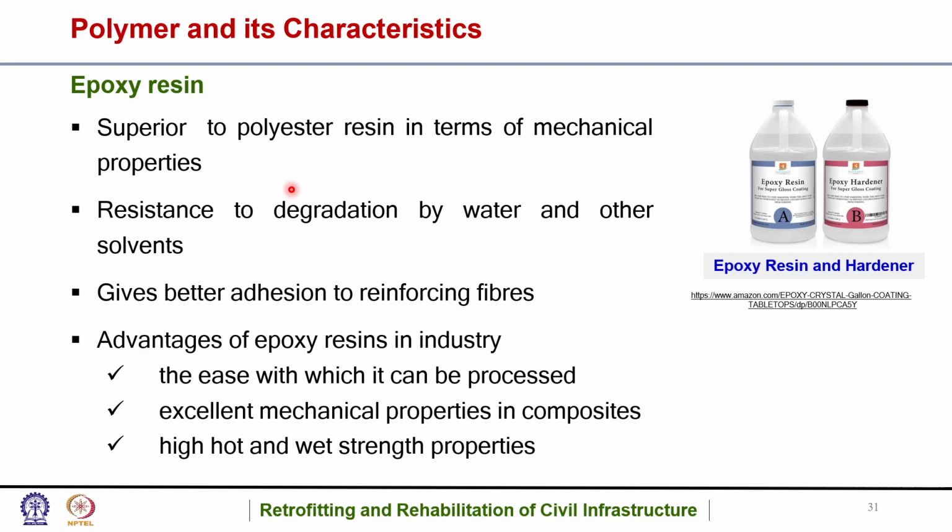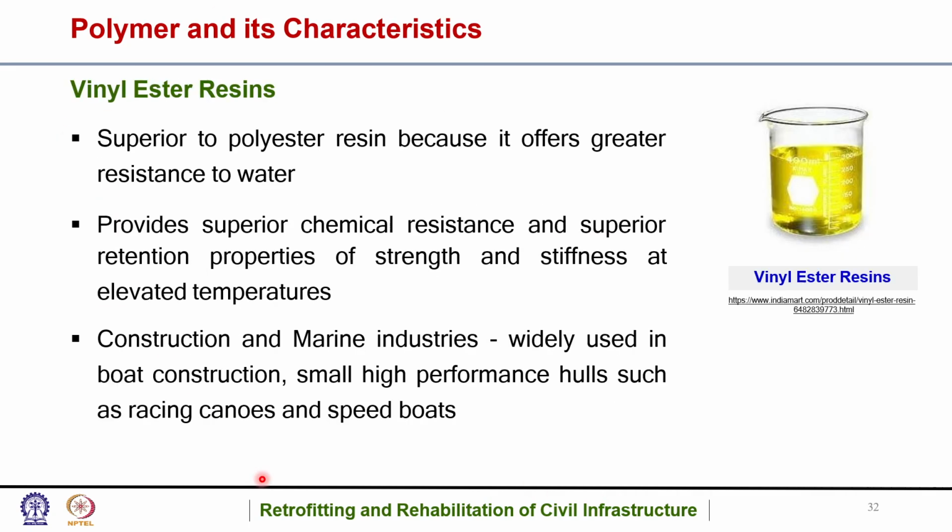Then let us talk about epoxy resin. So they are superior to polyester resin in terms of mechanical properties. They provide resistance to degradation by water and other solvents. It gives better adhesion to reinforcing fibers. The advantages of epoxy resins in industry can be, firstly, the ease with which it can be processed. Secondly, the excellent mechanical properties in composites. And thirdly, high hot and wet strength properties. So these are some of the characteristics.